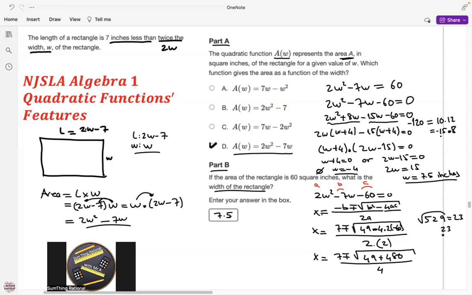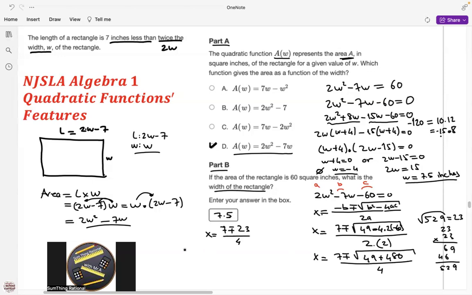Let's try 23 times 23. 3 times 3 is 9. 3 times 2 is 6. 2 times 3 is 6. 2 times 2 is 4. When I add them, I get 529. Yes. So let me continue from here. x is equal to 7 plus or minus the square root of 529, which is 23, divided by 4.